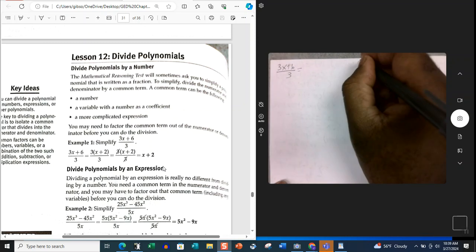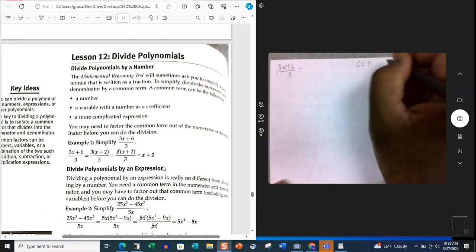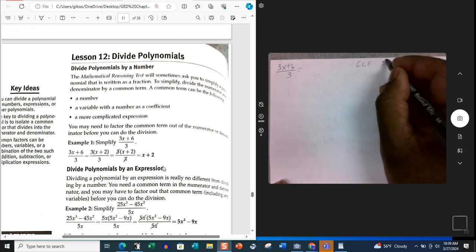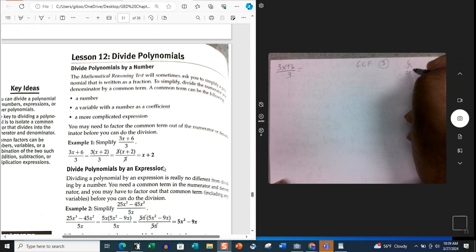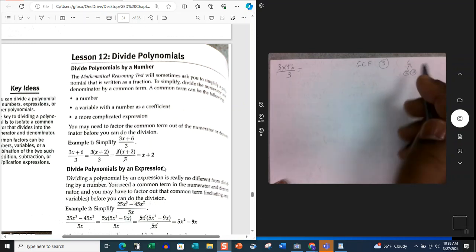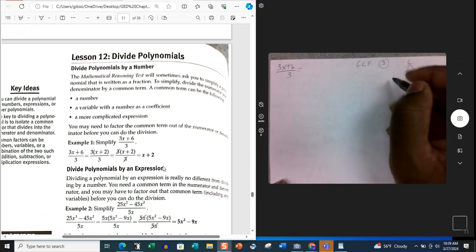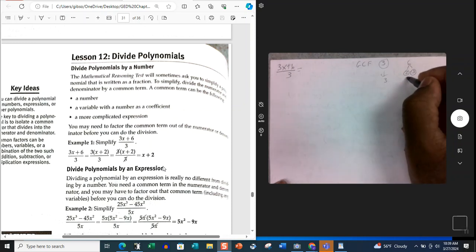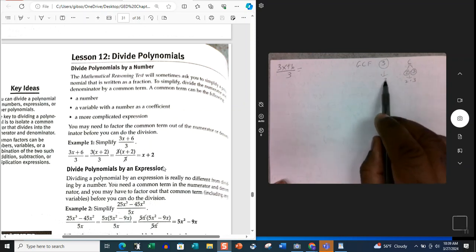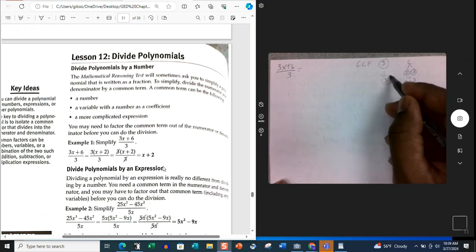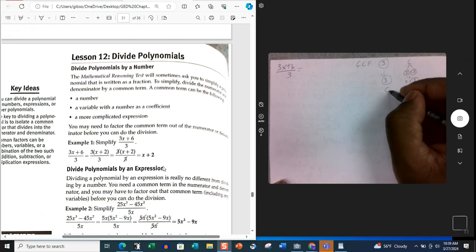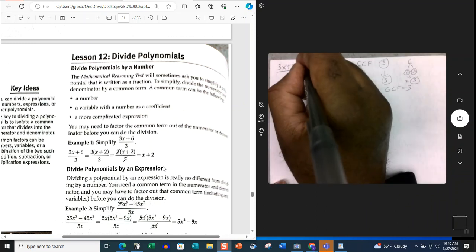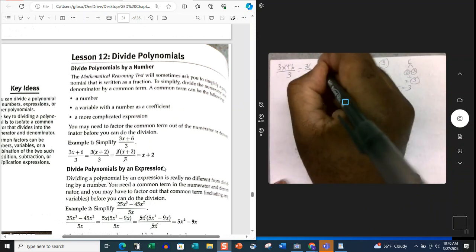But for the numbers, if we do the greatest common factor of 3 and 6, remember we did prime factorization. 3 is already prime, but 6 breaks down to 2 and 3. So the prime factorization of 3 is 3, and the prime factorization of 6 is 2 times 3. They only have 3 in common, so their greatest common factor is 3. So that is what you factor out. You have your 3 here, and then your parentheses.